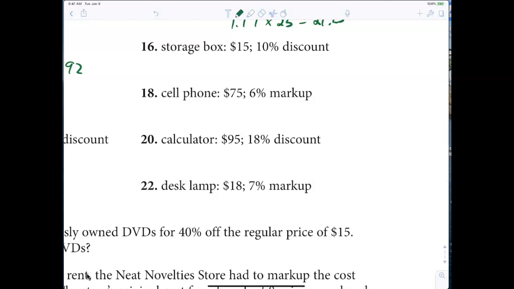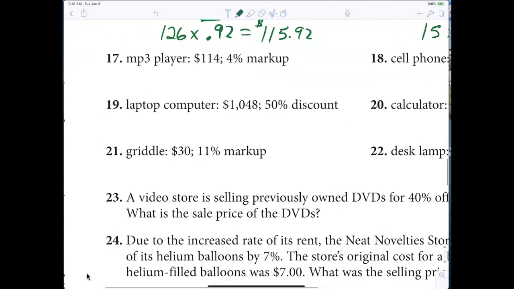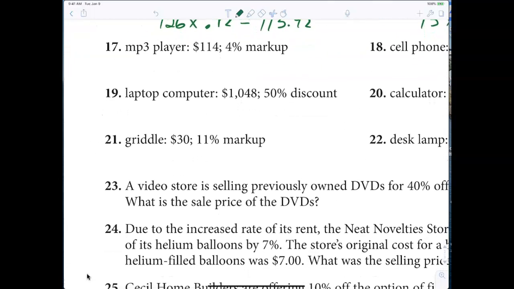So it's $15 with a 10% discount. So it's going to be 15 times 0.90. Thank you very much. That's going to equal $13.50. Thank you. $13.50. It's like 10% off the pencils. All right, they know. Yes. All right, next. Go.